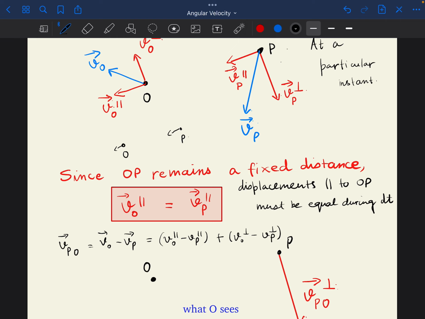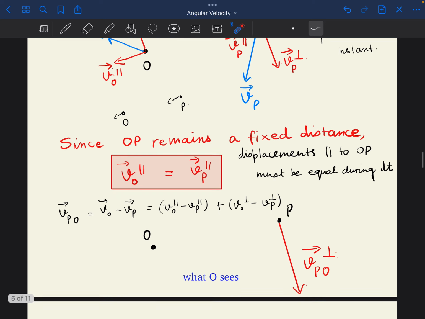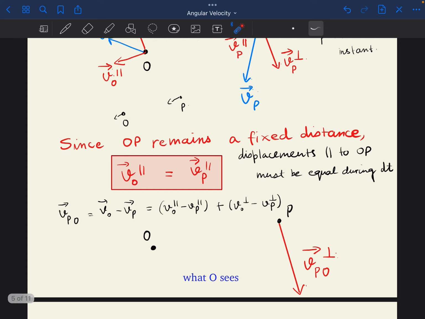So the parallel components get subtracted and amount to 0. So the relative velocity is purely along the perpendicular direction. This part becomes 0. So only the perpendicular components get subtracted and they show up as the relative velocity. This is what we see in this particular diagram, right? So this is OP and this is perpendicular to OP.